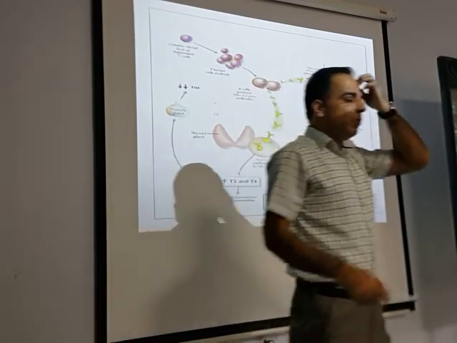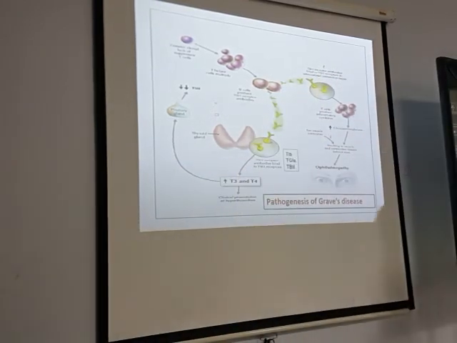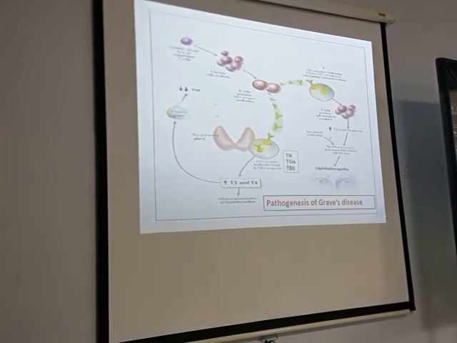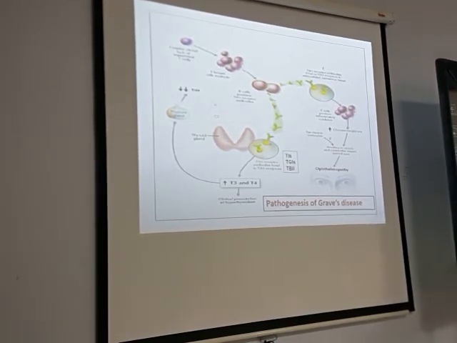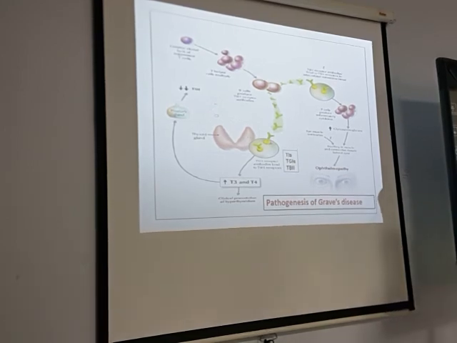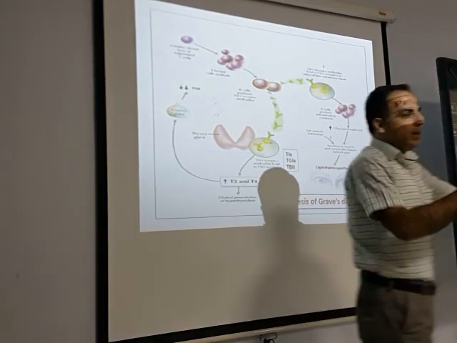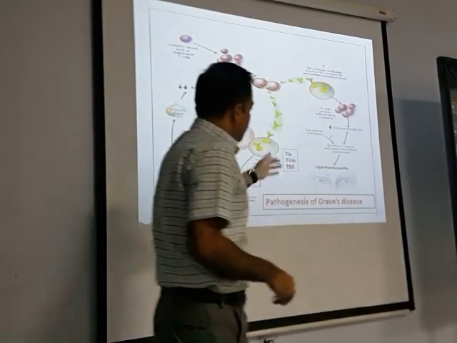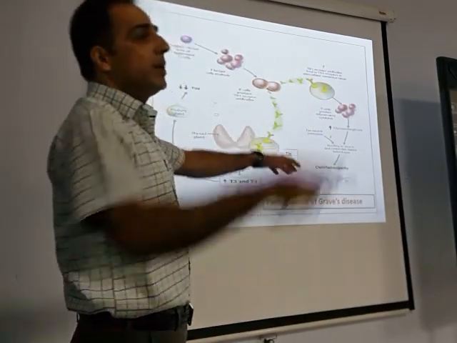So the antibodies will not only attack the thyroid. We say it is an organ-specific disease, but in a way it is not organ-specific. It affects the eyes also, and it can affect the legs. It can cause pretibial myxedema, with the same features: the same swelling and the same hardness. Is it clear? Yes, you were asking.